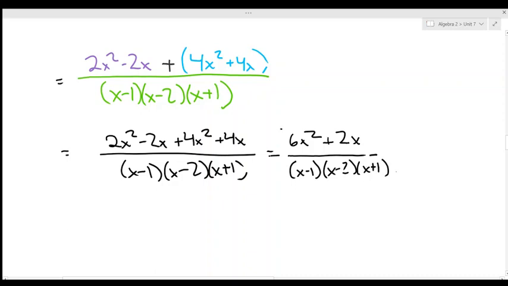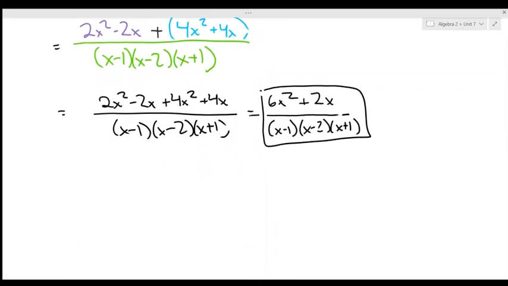And that's it. Now what's nice about when you're adding and subtracting is I'm not going to be asking you to figure out the domain. Okay, so I'm not asking you to figure out the domain. When you're adding and subtracting, just add and subtract.